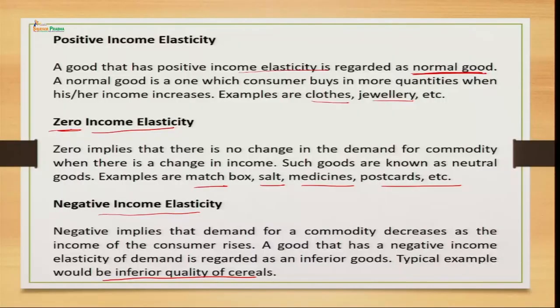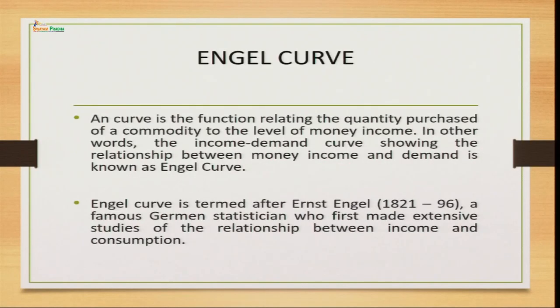So, this is how we establish the relationship of income with the quantity demanded, and we have these three degrees: positive income elasticity, zero, and negative income elasticity. Then here we also have a curve which is called the Engel curve. And why are we talking about Engel curves with income elasticity of demand? Because here we have established the relationship of income with the quantity demanded, and this Engel curve was studied by Ernst Engel, right?